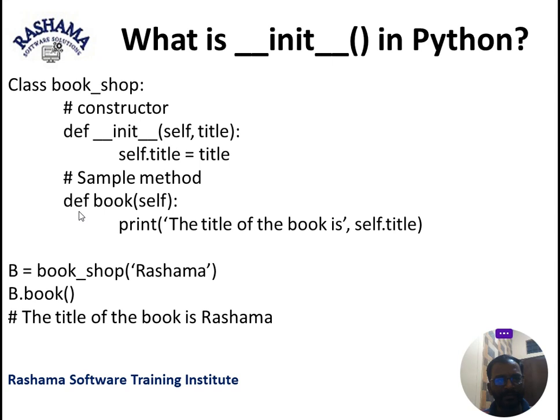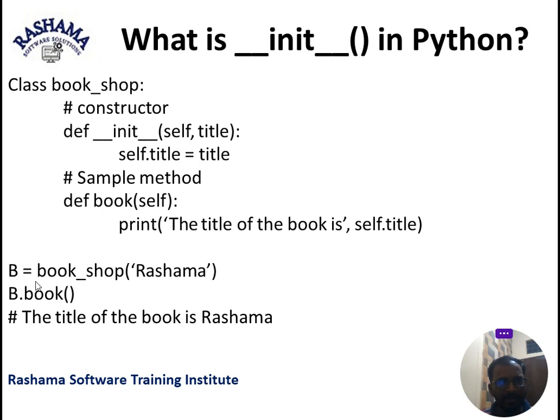As we explained, book is a method of the bookshop class. In the book method we are printing the title of the book. So self.title is the title of the book. Title is the property, init is the constructor of the class, and book is the method in the bookshop class. So this is the definition of the class.